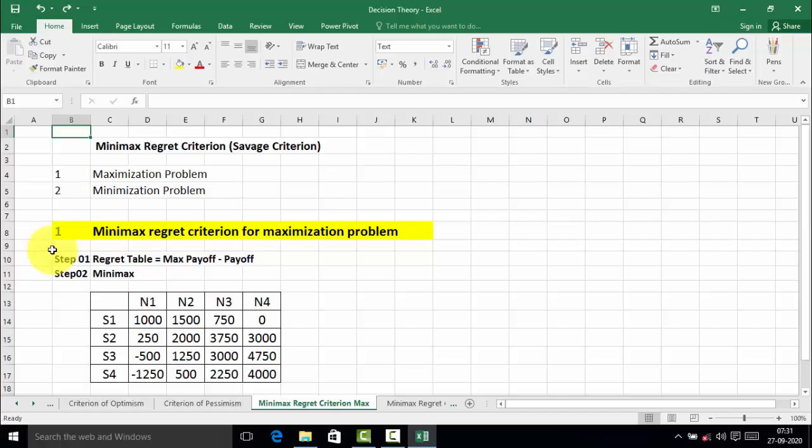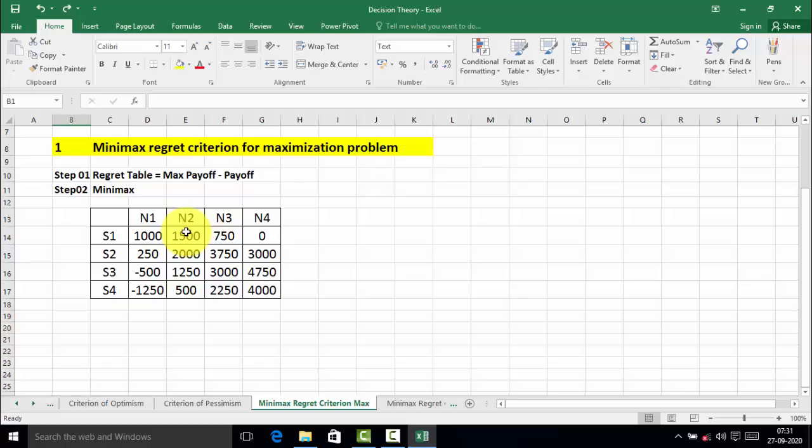Now see the next problem, minimax regret criterion. Here there are two types of minimax regret criterion: the maximization problem and the minimization problem. First of all, we will solve the given matrix with the help of the minimax criterion for the maximization problem. Here the first simple step is to create the regret table.